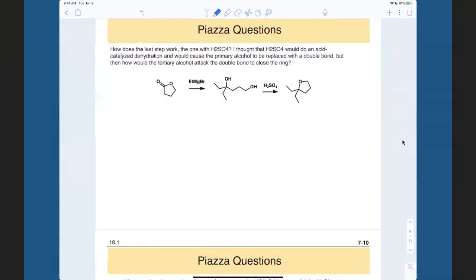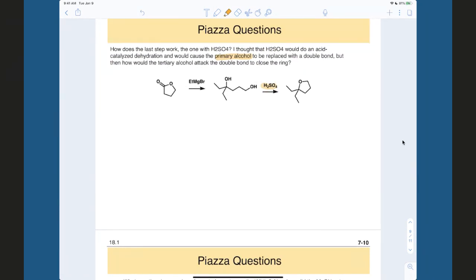Okie dokie. We have a question of how does this last step work with sulfuric acid? They were thinking that sulfuric acid could do an acid-catalyzed dehydration that caused the primary alcohol to be replaced with a double bond. But how would the tertiary alcohol attack the double bond to close the ring? So it is possible. There's actually a number of equilibria that could be at play.